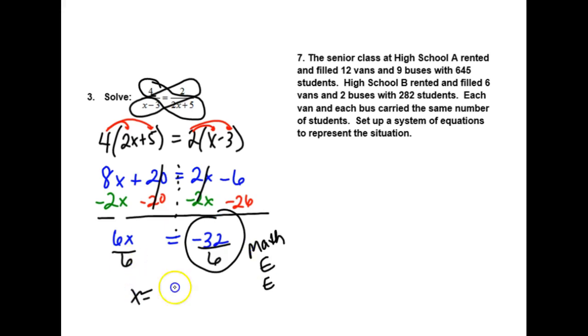And you get, let's see, -16/3. So make sure that if it's asking for a reduced fraction that you hit math, enter, enter.